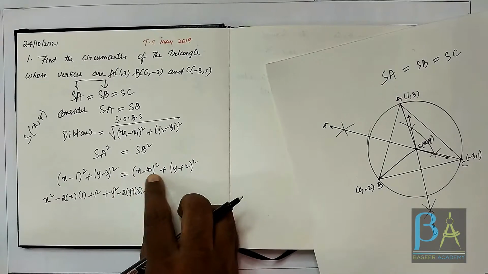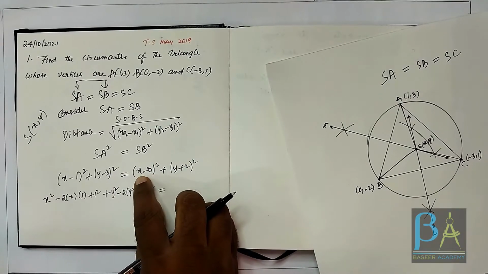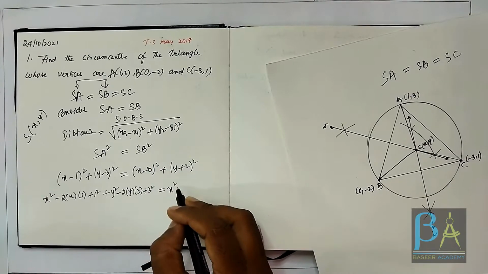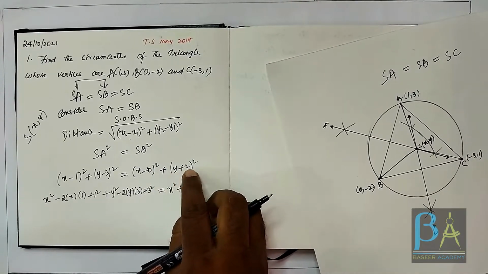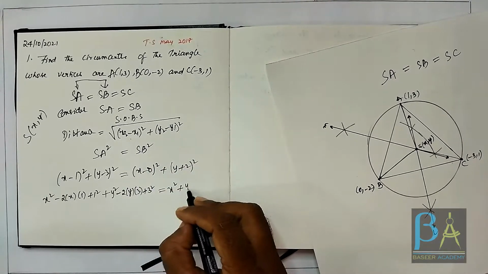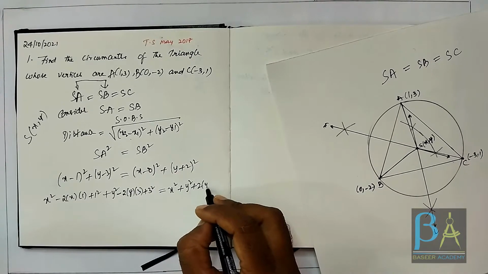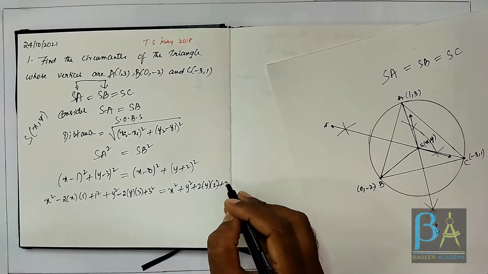x minus 0 is nothing but x itself. So this becomes x square. And then this I can expand using the (A plus B) whole square formula, which is A square plus 2AB plus B square.